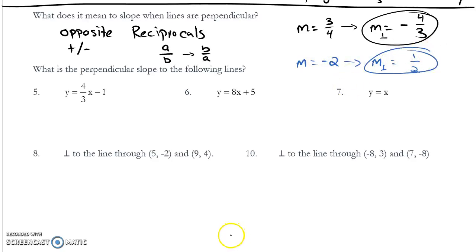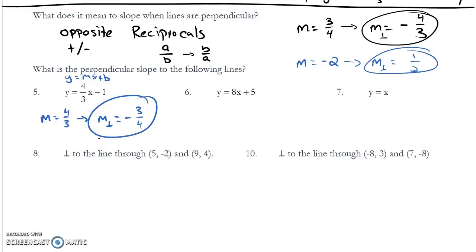That's the perpendicular slope. So a lot of times what you're going to be asked to do in this chapter is to basically identify a perpendicular slope. This line, because it's in slope-intercept form, y equals mx plus b, has a slope of 4/3. The perpendicular slope then is, that's positive, this is negative, 4 over 3, 3 over 4. There's my perpendicular slope. Try to identify the perpendicular slope for numbers 6 and 7, please. Press pause, unpause when you're ready to work it out.